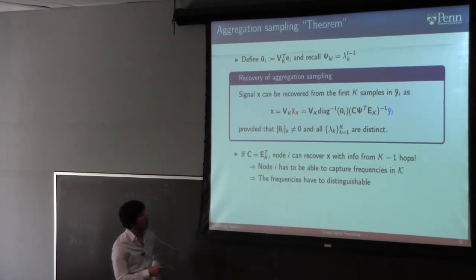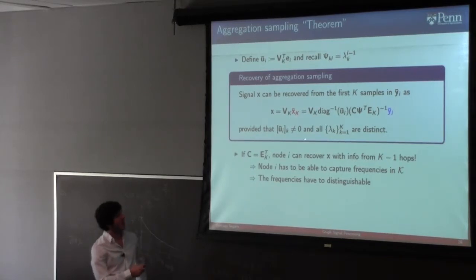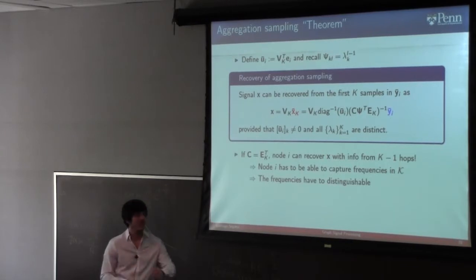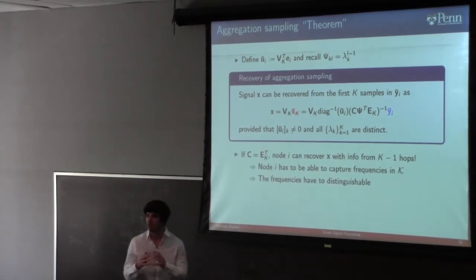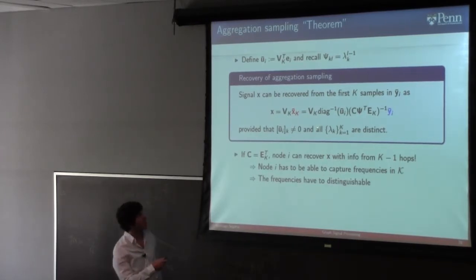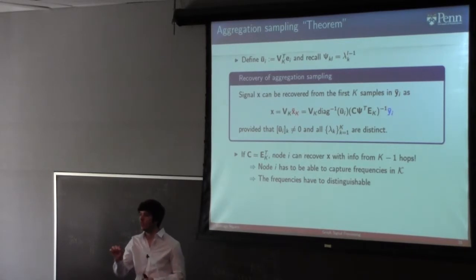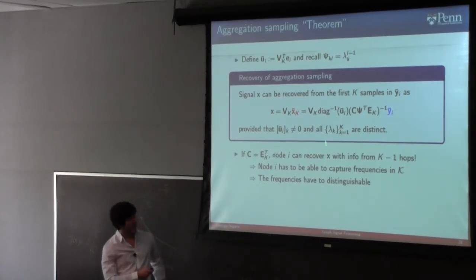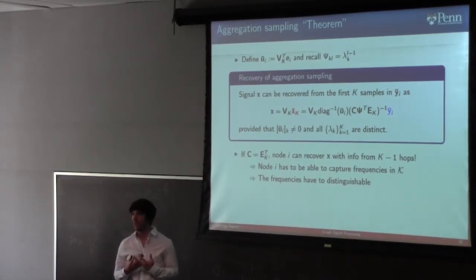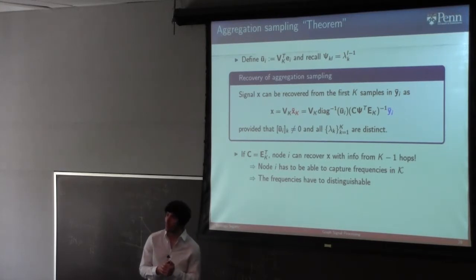So this vector, the format doesn't matter, depends on the node i where we are aggregating. So here we have a condition that depends on the node that we are aggregating. We just need a few values to be different from zero. If we want to pick a good node, we just look in the matrix for which node doesn't have zeros here. That is a good node to aggregate information into. And this condition, the first k eigenvalues being different, depends on the graph, not on the node where we are picking.